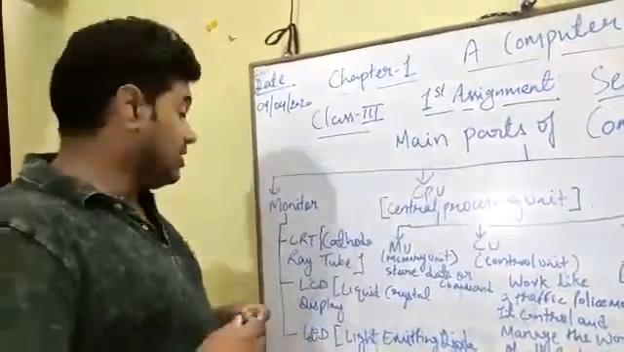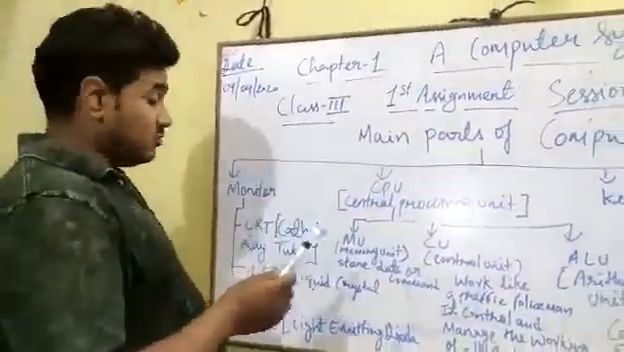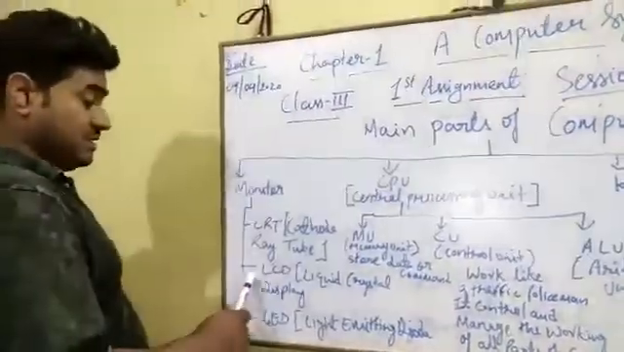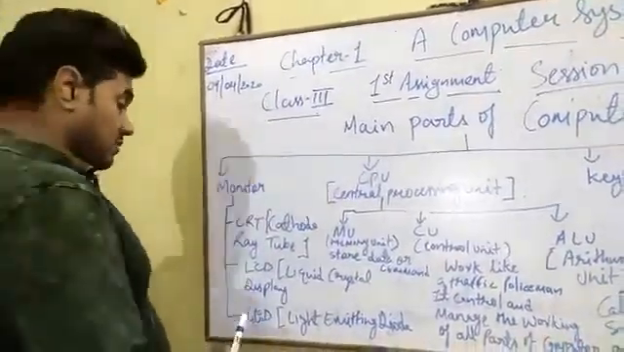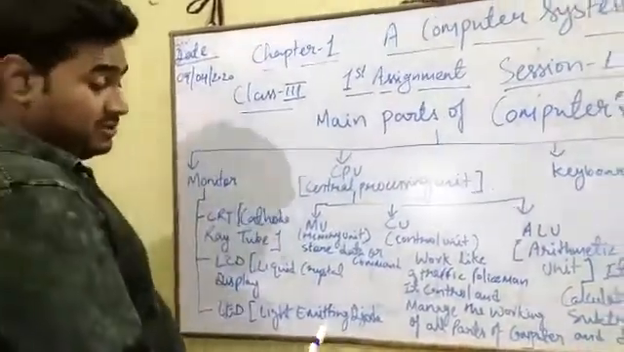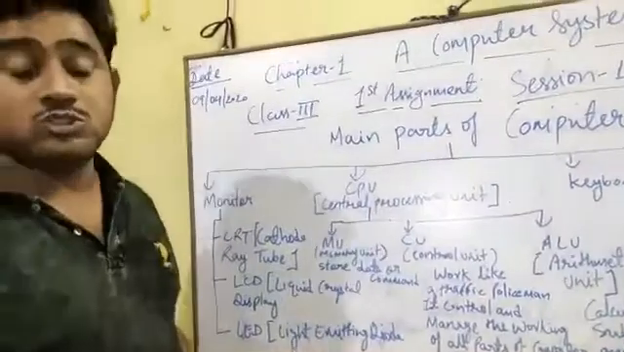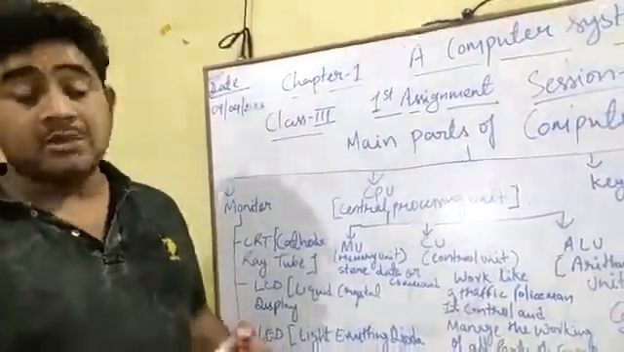So there are three different types. Number one, CRT, that is called a cathode ray tube monitor. Number two, LCD, that is called a liquid crystal display monitor. And number three, LED, that is called a light emitting diode. Now in this CRT is used vacuum tube.